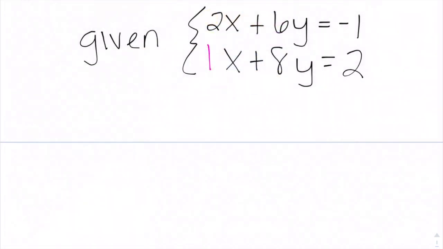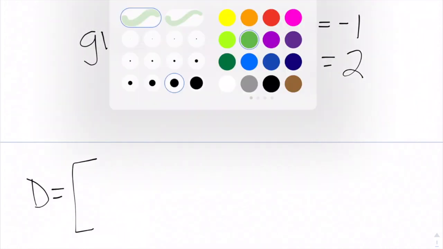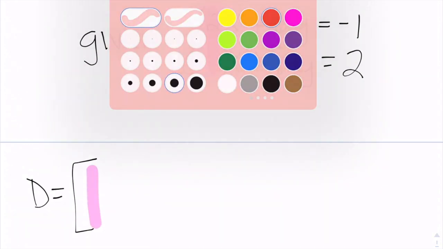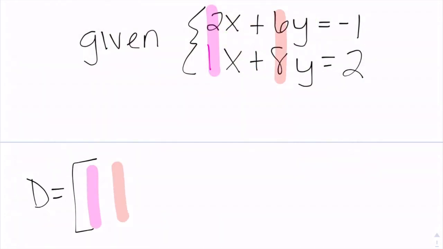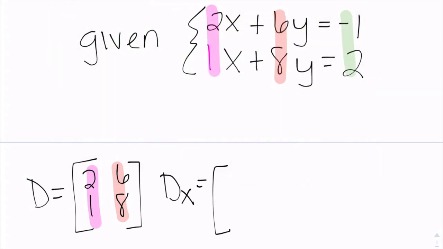So matrix D, if you remember, is going to be all of our coefficients. So we're going to have our x in the first column and our y coefficients in the second column. And then we need to have matrix D sub x, and that's where we're going to take our constants here and replace the x column with them. And then our y column will stay the same.